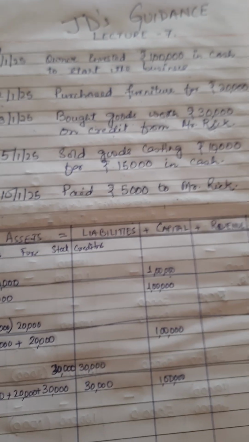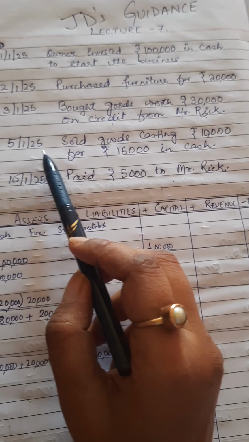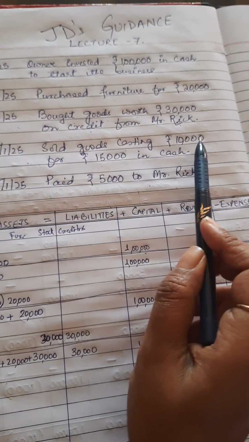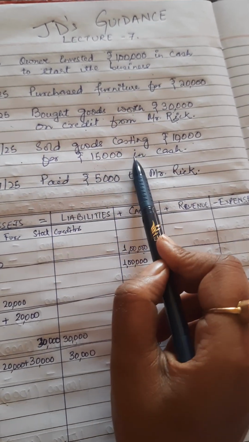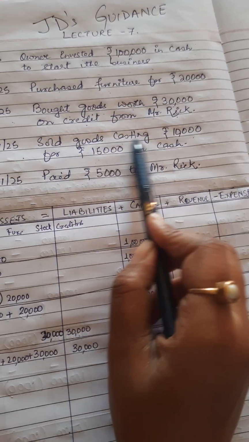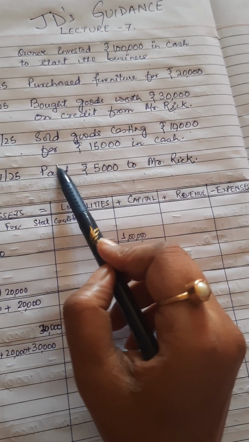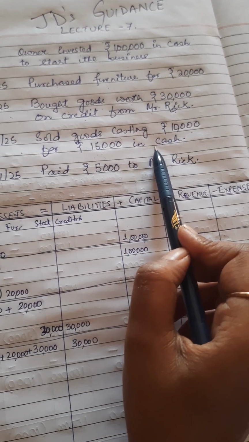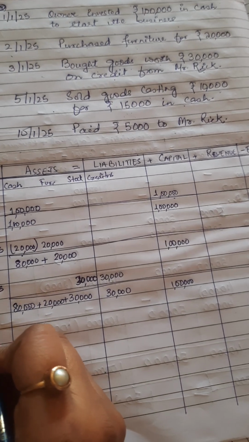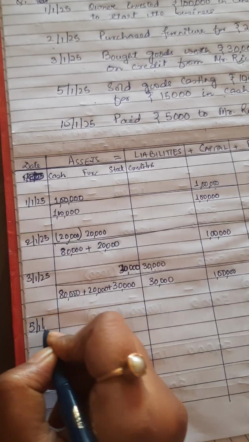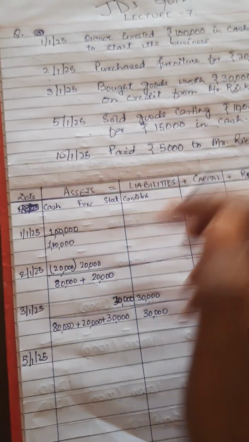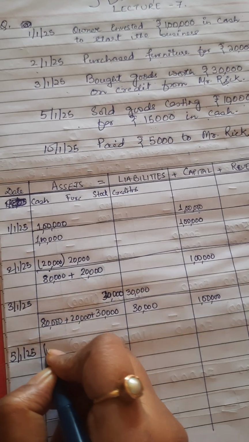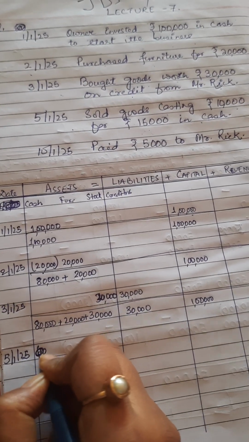Okay, let's move on and let's see here. 5th January 25, sold goods costing rupees 10,000 for rupees 15,000 in cash. So the value of the goods was 10,000, but I sold it for 15,000. Okay, let's record it here. 5th January 25, I sold goods.